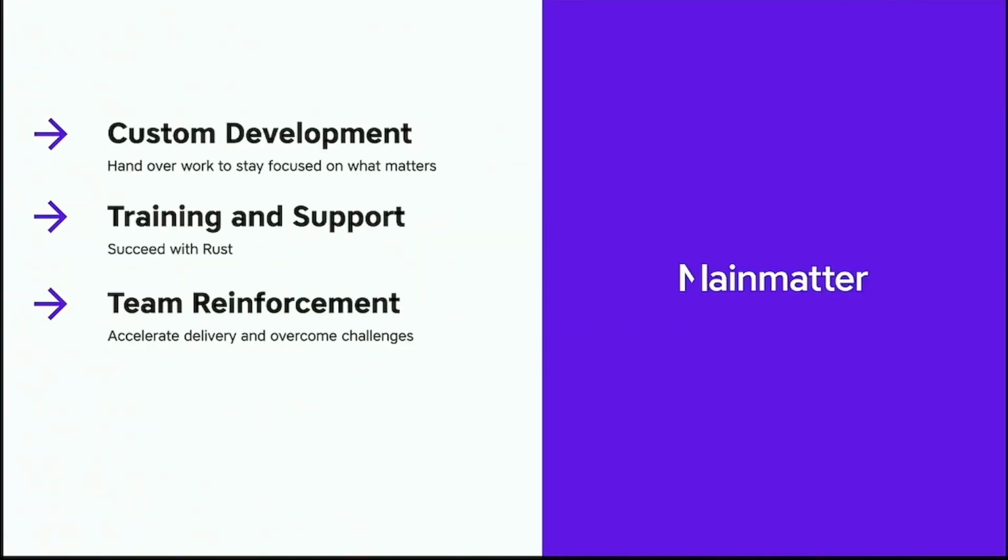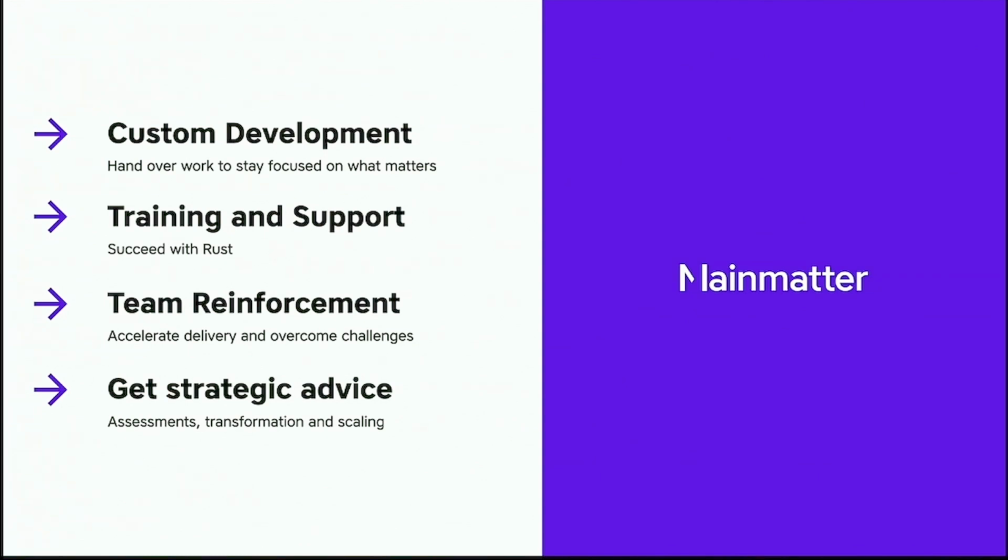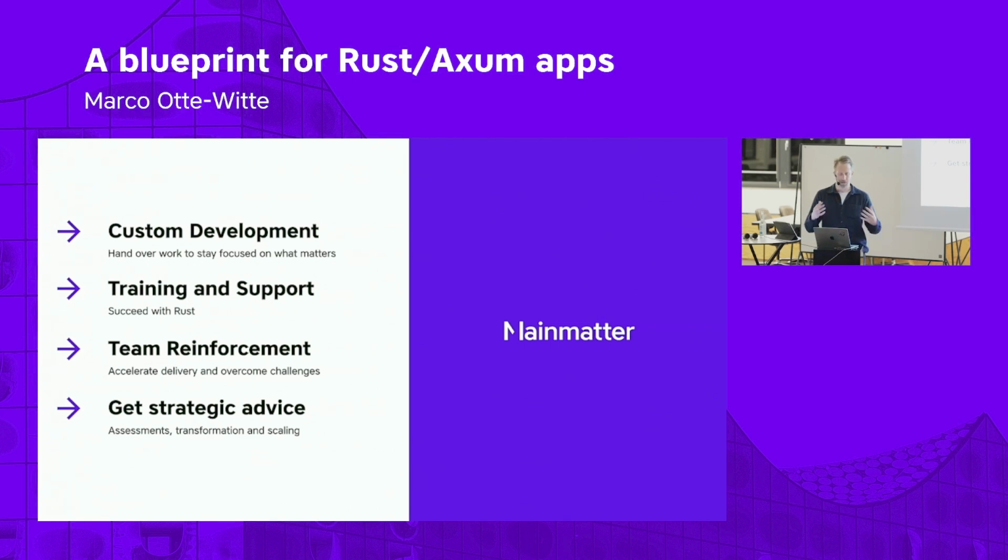That typically pairs well with training and support. Do a Rust workshop first for a few days, and then our experts work with the client's team after that for some time to help them put what they learned in the workshop into practice in their project. And then we also do strategic advice, which includes advice on architectures, technical transformation, developer tooling, process, and so on.